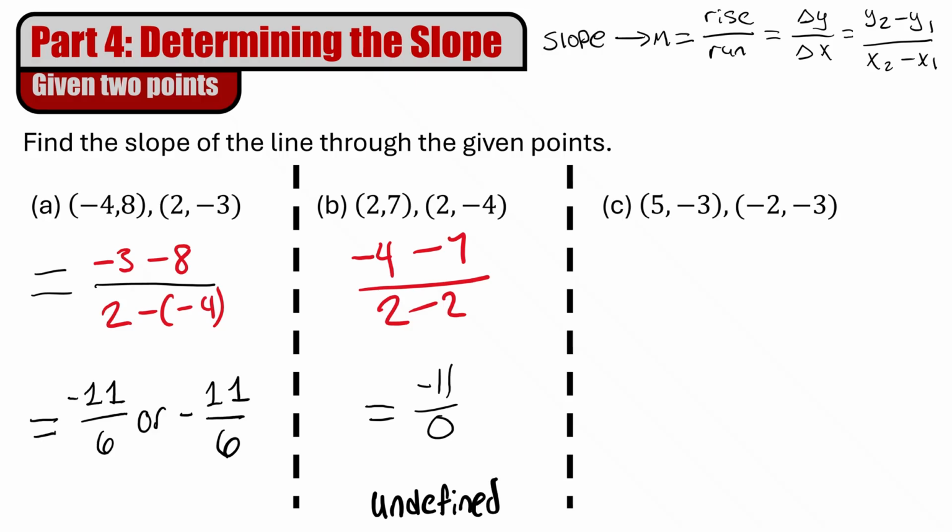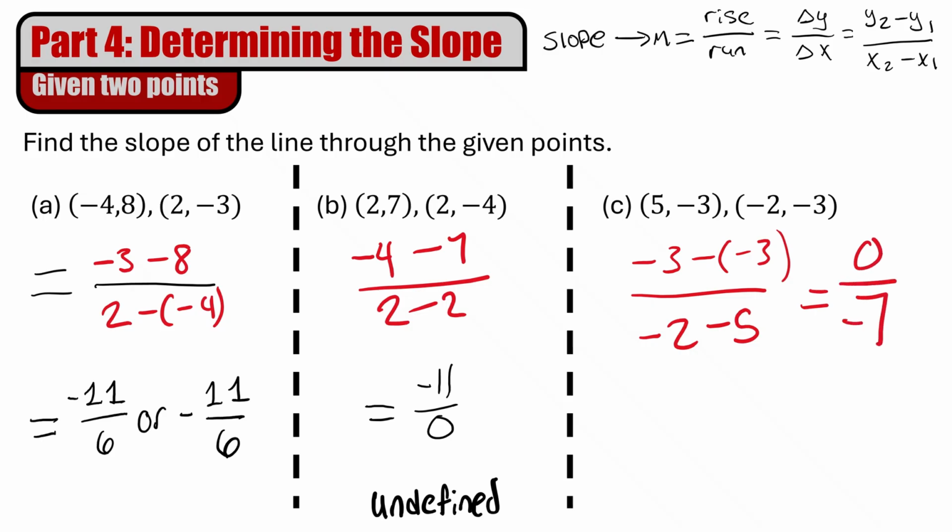If the slope of a line is undefined, then it is a vertical line. For the last example, notice both points have the same y value, which is -3. Using the slope formula, we get -3 minus -3 over -2 minus 5, which results in 0 over -7. 0 divided by anything is 0, therefore the slope is 0. A slope of 0 means the line is perfectly flat.